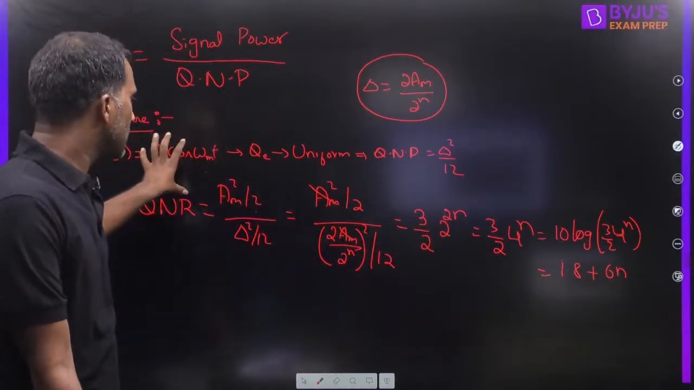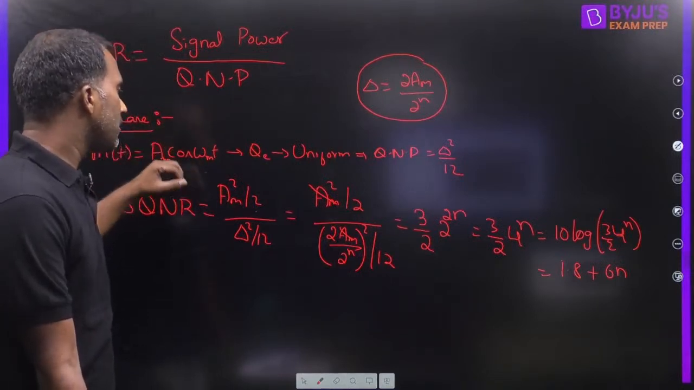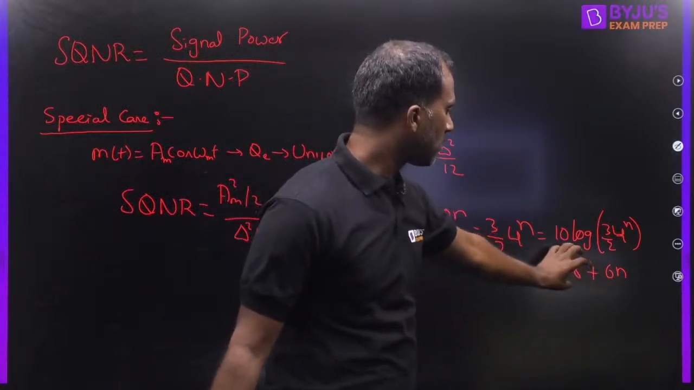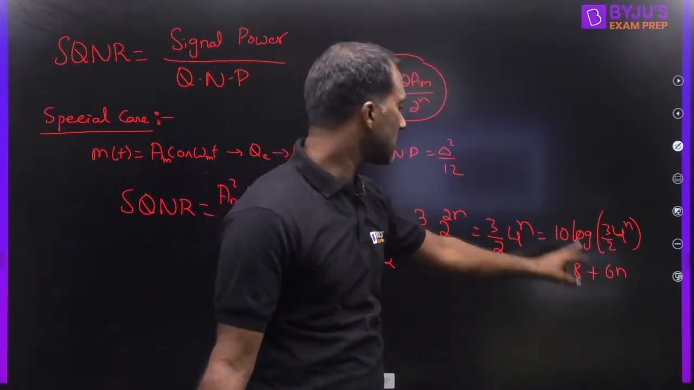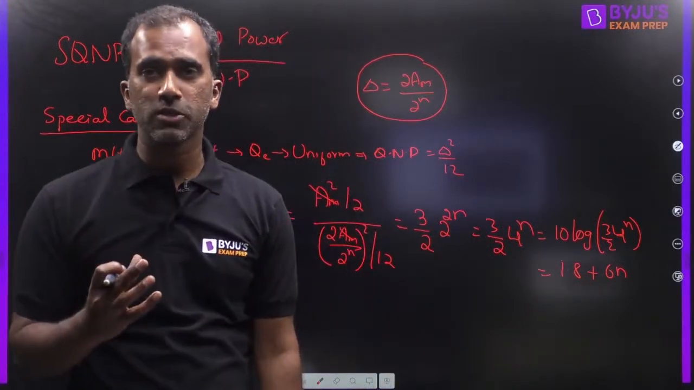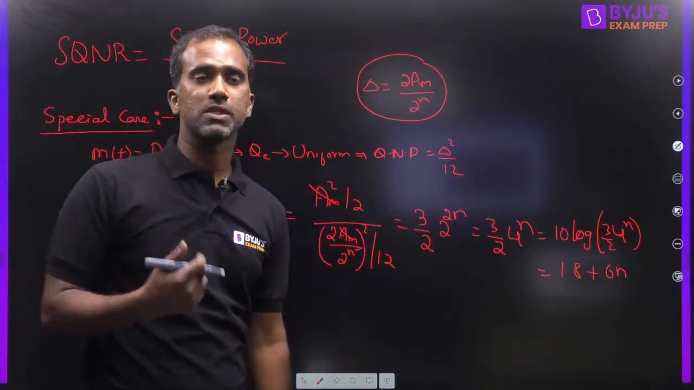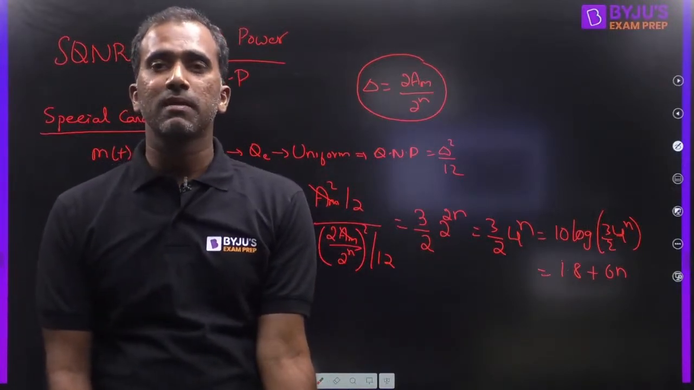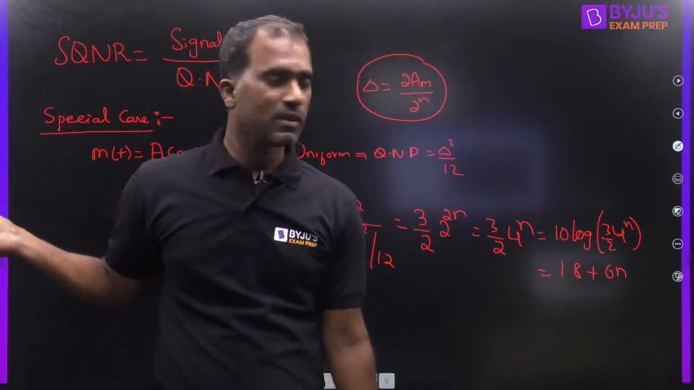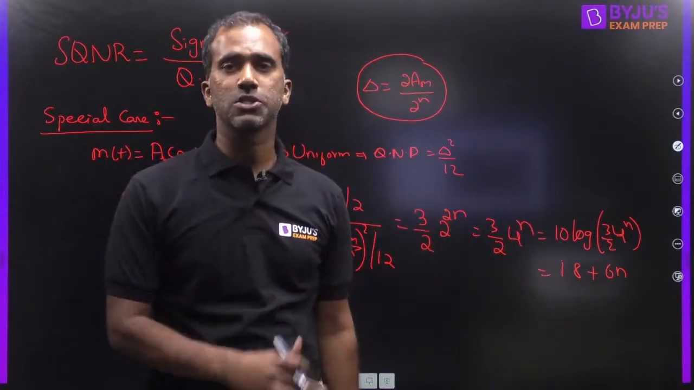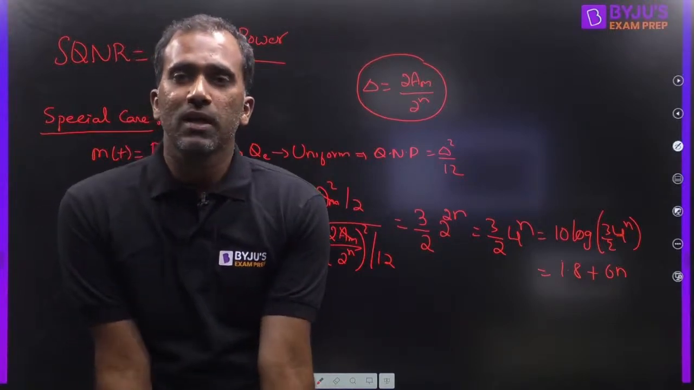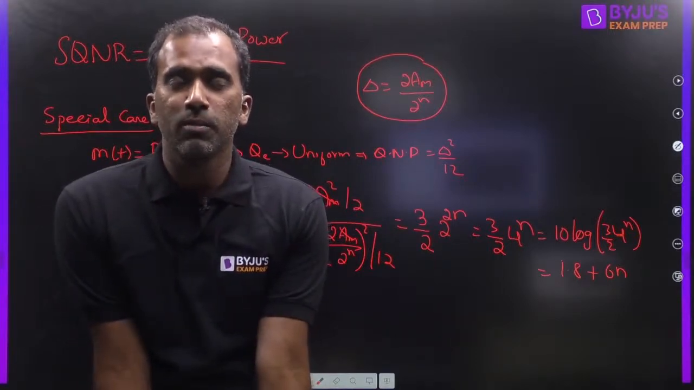If m of t is sinusoidal, or uniform, or any other deterministic signal, the 4 power n factor will be there, the 6n factor will be there. The constants might change for some other signals, but the 6n and 4 power n factor will be the same. Which means they can frame wonderful questions based on this simple relation. If the number of bits is increased by 1 bit, they don't need to give the information that the message is sinusoidal. For some other signals also, that 6n factor and 4 power n relation is consistent. So they'll ask questions like this: if n is increased by 1 bit, how many times does SQNR increase? 4 times.